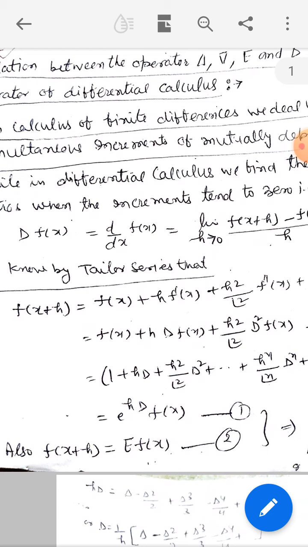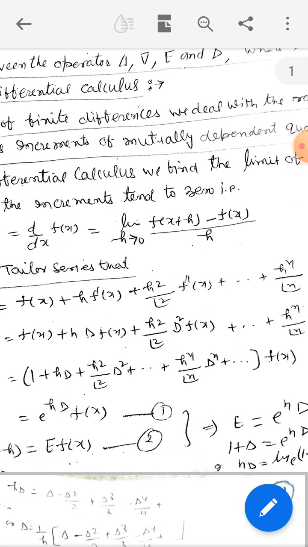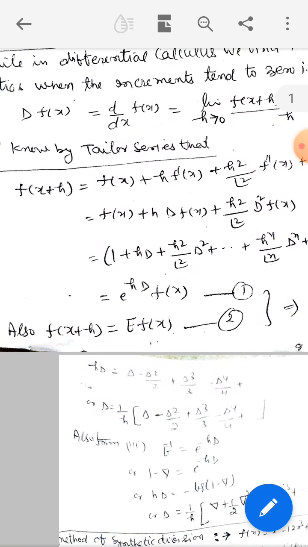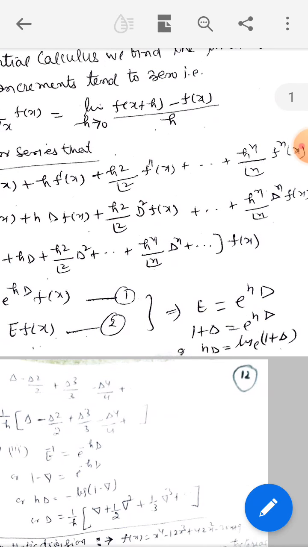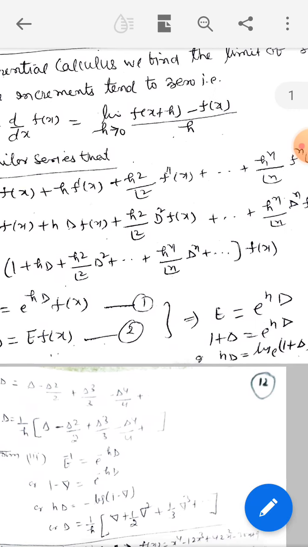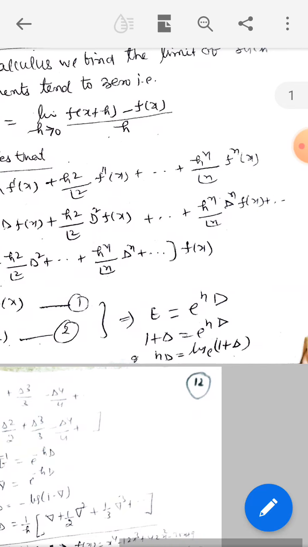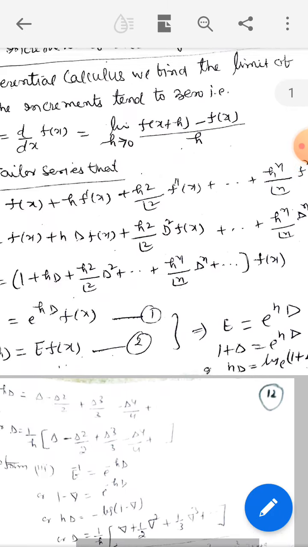It means the differentiation of f(x), d by dx of f(x), is equal to the limit as h tends to 0 of (f(x+h) minus f(x)) upon h. From the Taylor series, we know that f(x+h) is equal to f(x) plus h f'(x) plus h squared by factorial 2 f''(x) plus up to h to the power n upon factorial n f^n(x). This is equal to f(x) plus h f'(x), which can be written as the differentiation of f(x), so D of f(x), plus h squared by factorial 2 D squared of f(x) plus h to the power n upon n D to the power n into f(x).